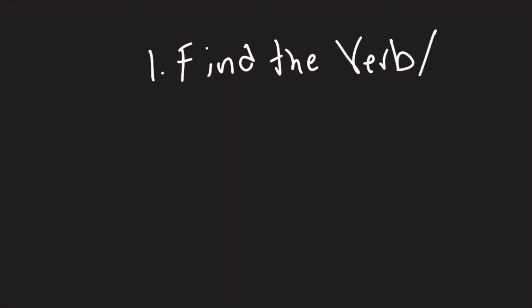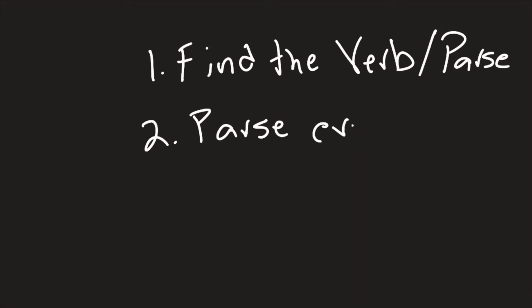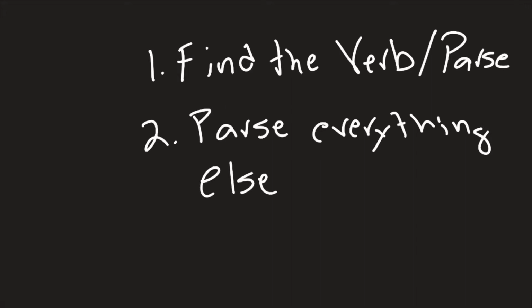Find the verb and parse it. This is really, really important. You don't want to do anything else until you find the verb and then parse it. And then secondly, you're going to parse anything else in the sentence that can be parsed. Some things can't be parsed, like prepositions or certain numbers, but in general, you want to try to parse everything else that you can.